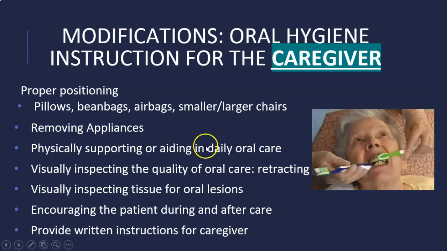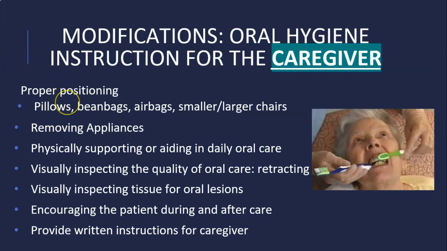Some things for the caregiver. These things can help them at home: propping them up on the bed with pillows. This slide says bean bags and airbags and different sized chairs, but just things they could do so oral hygiene can be done while they're in their recliner. So just suggestions for them.